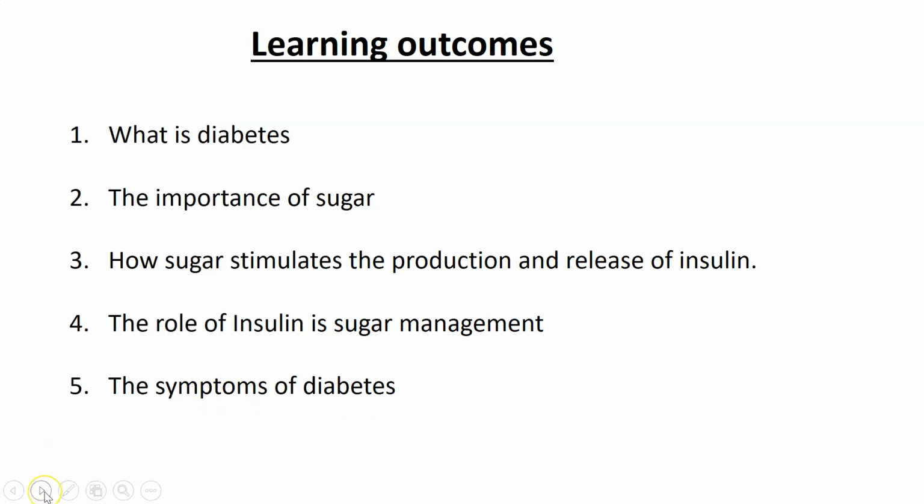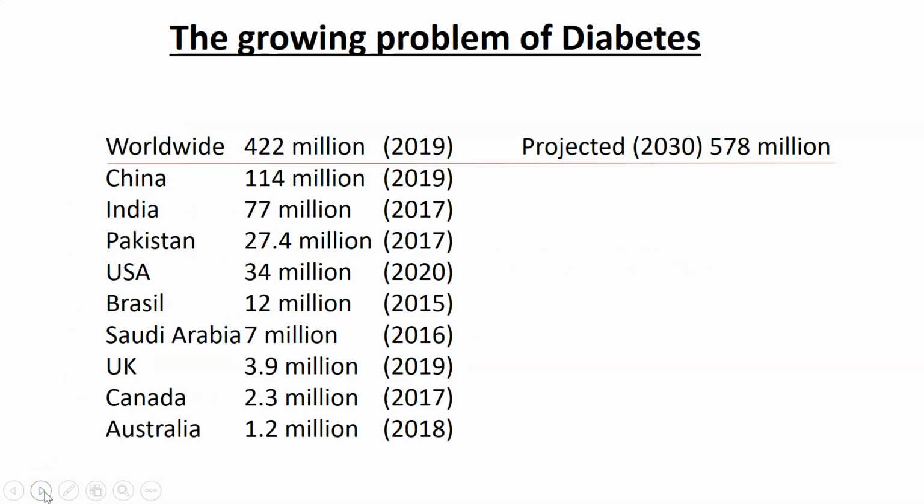First of all, before I talk in any detail about diabetes, let's just look at some of the numbers here. This is from the World Health Organization. As of 2019, there were about 422 million people worldwide with diabetes, and that's projected to increase in the next 9 years to 578 million. So it's a growing problem. By all the literature and all the information that's out there regarding diabetes, it still continues to grow very quickly.